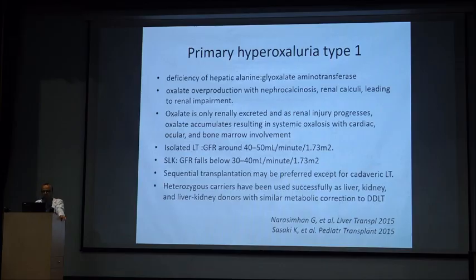Sequential transplantation may be preferred in the case of a living donor, except in cadaveric. If the child is getting a cadaveric liver, it's better to do the SLK than going for a sequential. Heterozygous carriers in the living donor setting have been used successfully as liver and kidney donors with similar metabolic correction as seen in cadaveric transplant.